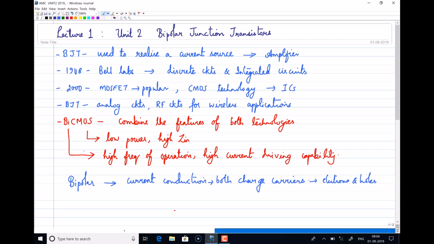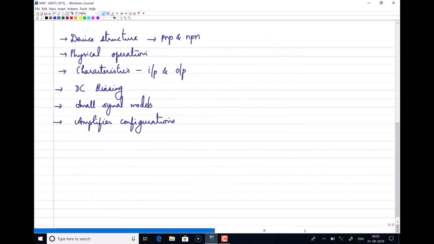We'll shortly look at the structure of the bipolar junction device, where we can see that the current in a BJT is constituted by both charge carriers, electrons and holes. This is in contrast with the unipolar device we discussed in the previous unit, the MOSFET, where the current conduction is only by one type of charge carrier, either holes or electrons, for PMOS as well as NMOS. That is all about the introduction to the BJT.